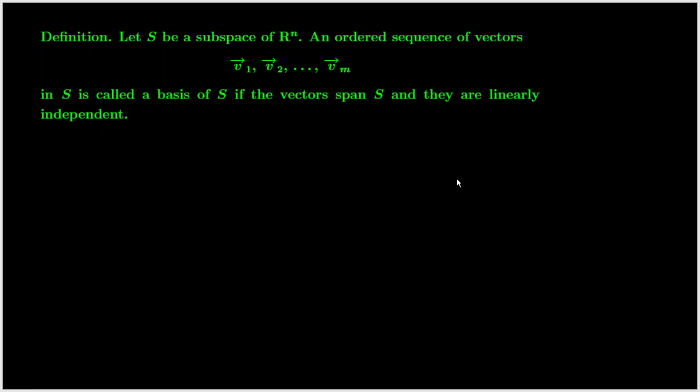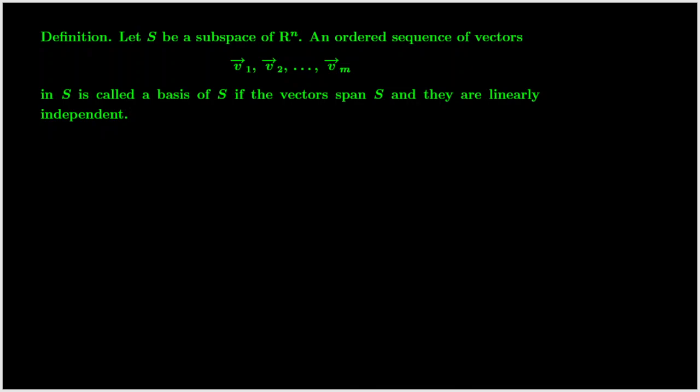The definition of a basis is on the screen. You look at the definition. A basis of a subspace S of Rn is a collection of vectors in order, satisfying two conditions. I want to mention the two conditions. One condition is that the vectors span S.